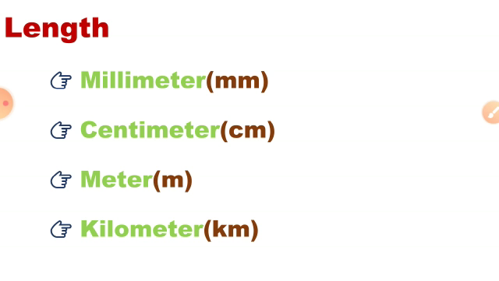First one is millimeter, simply denoted as mm. It is the smallest unit of all the units. We will use millimeter to measure the thickness of a plastic card or the thickness of a smartphone, etc. Second one is centimeter, simply denoted as cm. We will use centimeter for measuring the length of a table or the length of a door or the length of a book. Third one, meter, simply denoted as m.